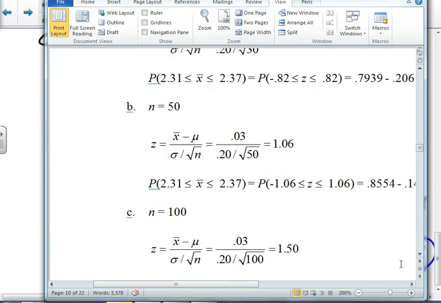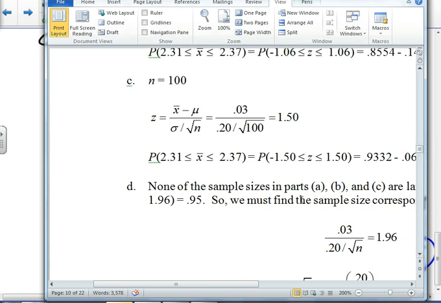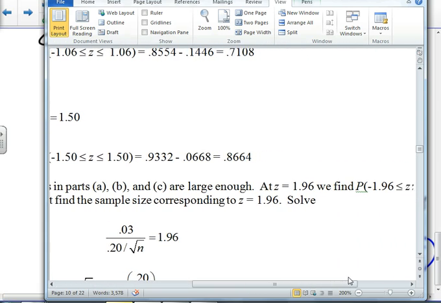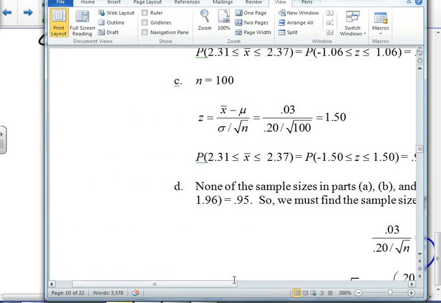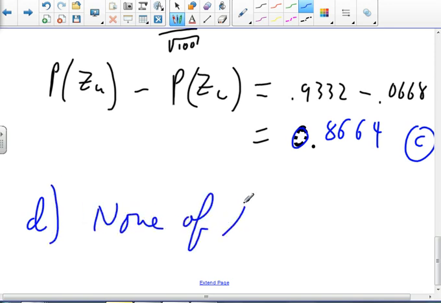And we'll come down and check to see if the author thinks that's the case. None of the sample sizes is large enough. That's correct. All right, so that was good. None. Took the whole page. All right, that's 29, 35. That's crazy.